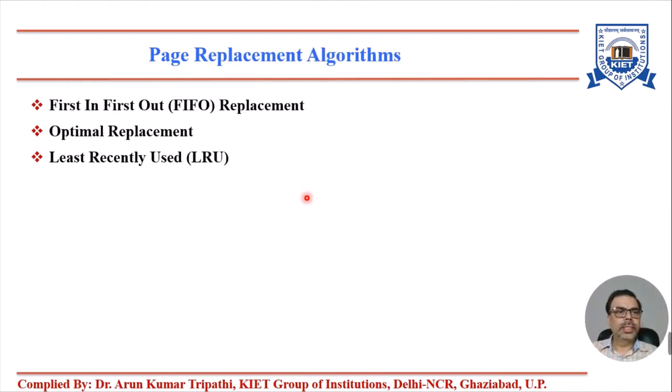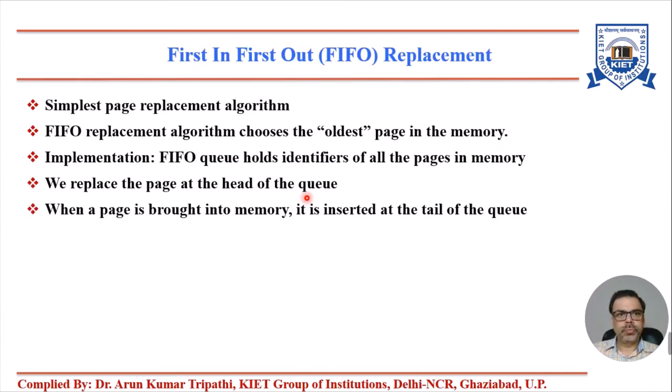So let us discuss all the algorithms. Firstly, FIFO. It is the simplest page replacement algorithm. The FIFO page replacement algorithm chooses the oldest page in the memory. Implementation requires a FIFO queue that holds the identifiers of all the pages in the memory. We replace the page at the head of the queue. When a page is brought into the memory, it is inserted at the tail of the queue.